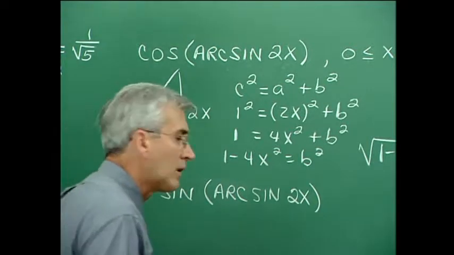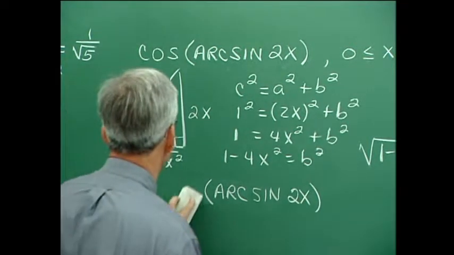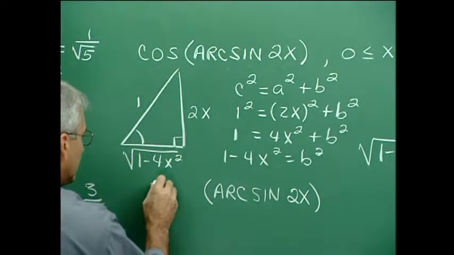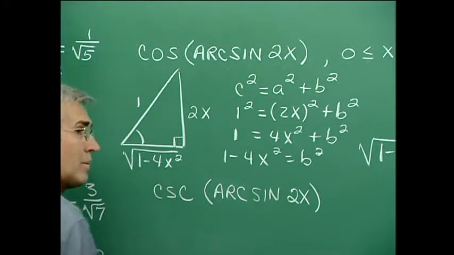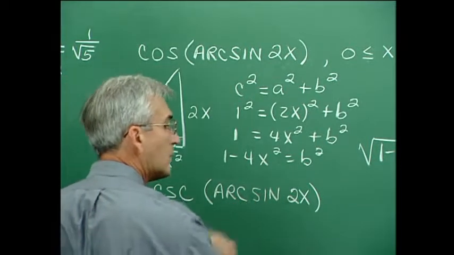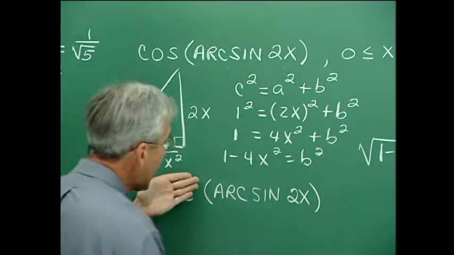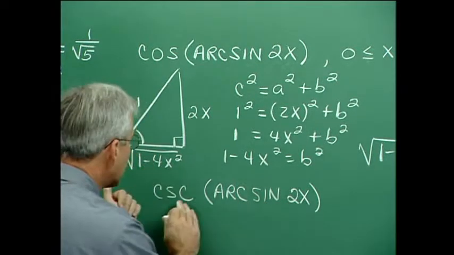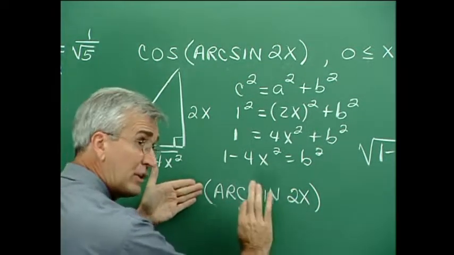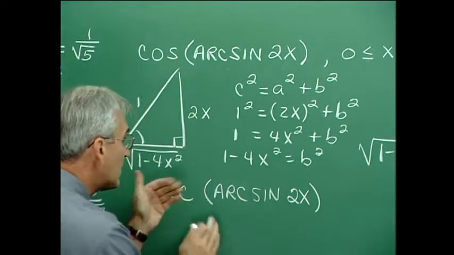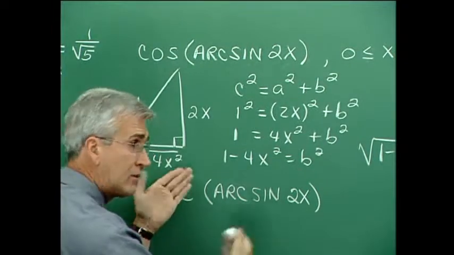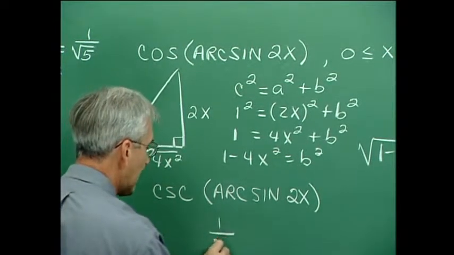Okay, now let me change it a little bit, and let's talk about this situation. What about the cosecant of arcsine 2x? Now, this is the angle whose sine is 2x. We know that the sine of that angle would be 2x, but what about the cosecant of that angle? Well, it would be the reciprocal of the sine, so this would simply be 1 over 2x.